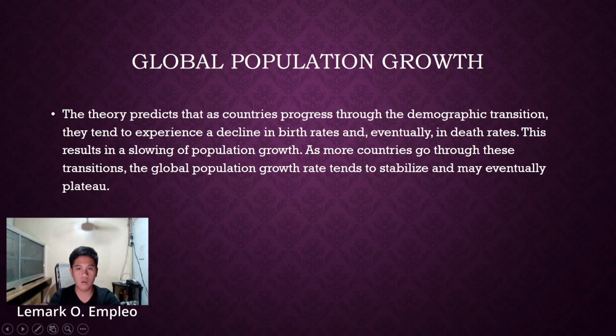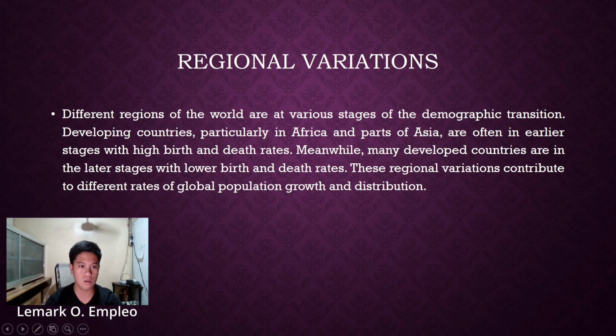The global population growth. The theory predicts as countries progress through demographic transition, they tend to experience a decline in birth rates and eventually in deaths. This results in a slowing of population growth.